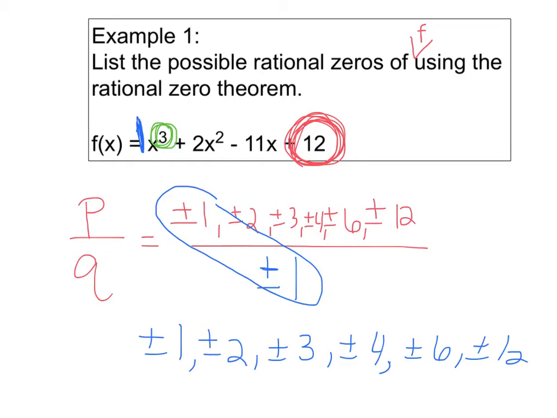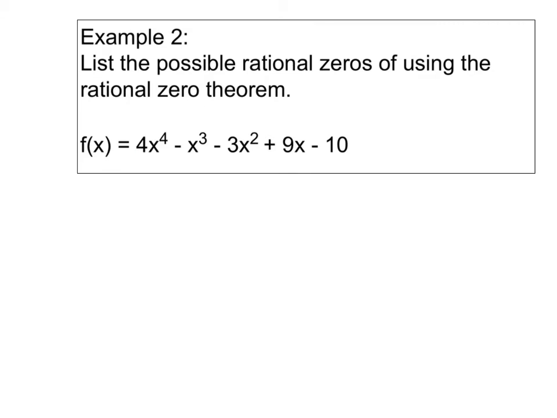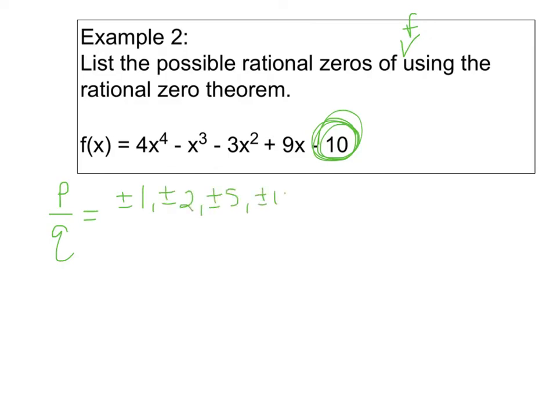Let's do another example. Okay, so here is another function f. Once again, we're going to find the possible rational zeros of f. Same thing, we're going to do p over q. Our p stands for our possible factors of 10. So we have plus or minus 1, 2, 5, and 10. So 1 times 10 is 10, 2 times 5 is 10, and so on. And then our q are our factors of 4. So we have plus or minus 1, plus or minus 2, and plus or minus 4. We have 1 times 4 and 2 times 2.